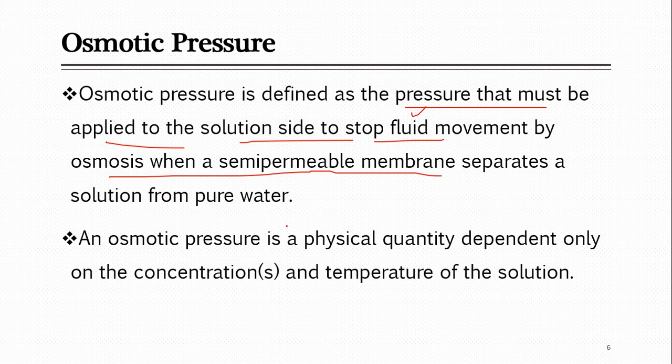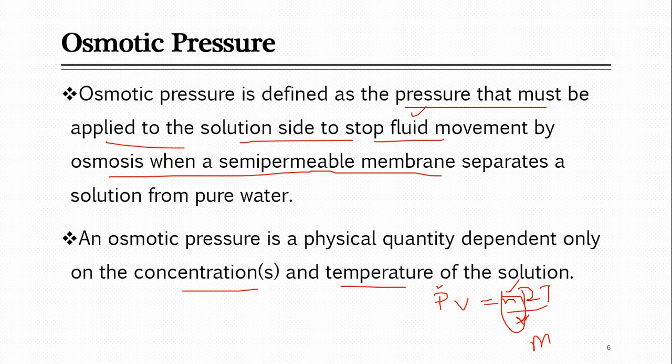Osmotic pressure is a physical quantity which depends mainly on the concentration and temperature of the solution. If you look at various texts, you will see that even the ideal gas equation is used to calculate osmotic pressure: PV equals nRT. So pressure can be calculated using nRT over V, and n over V is actually molarity, the number of moles of solute per unit volume of the solution.